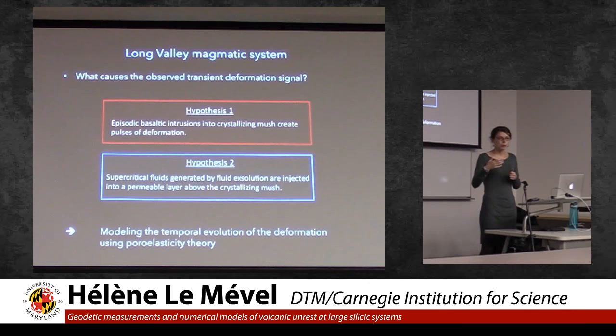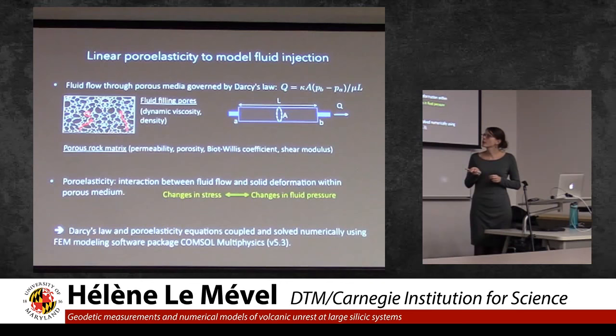Okay, a very brief introduction to poroelasticity. You probably know that fluid flow through porous media is governed by Darcy's law. In this simple sketch, the discharge rate Q is proportional to the permeability of the medium, the cross-sectional area A, and the pressure drop between these two points, and inversely proportional to the fluid viscosity and the length over which this pressure is dropping. So a magma reservoir can really be considered as a porous medium.